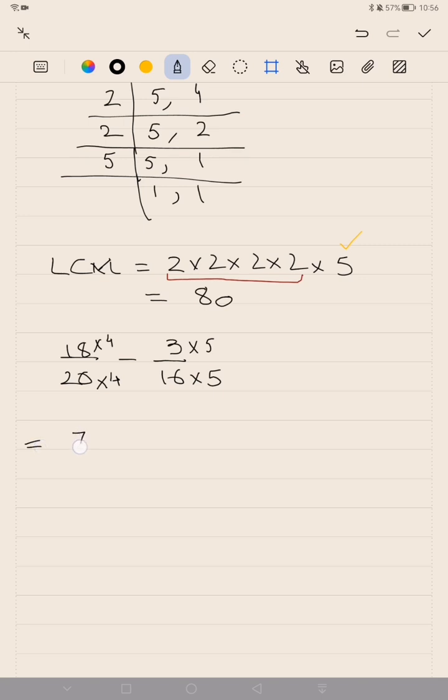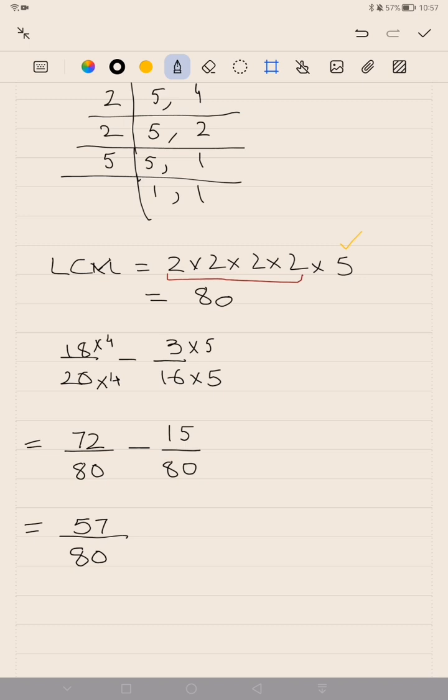18 times 4 is 72. 20 times 4 is 80. Minus 3 times 5 is 15. And 16 times 5 is 80. Let's subtract 72 minus 15. We get 57. And the denominator remains the same, 57 over 80.